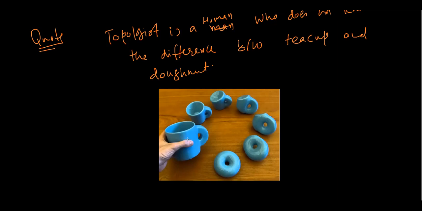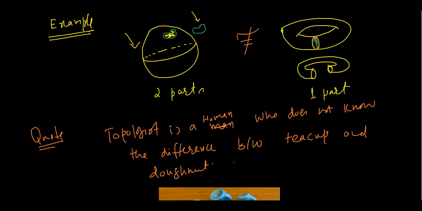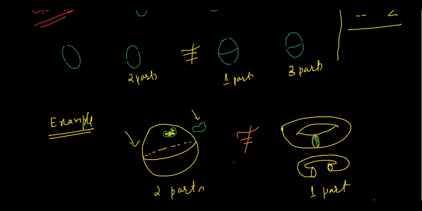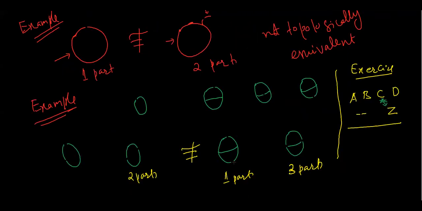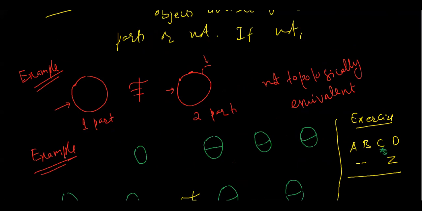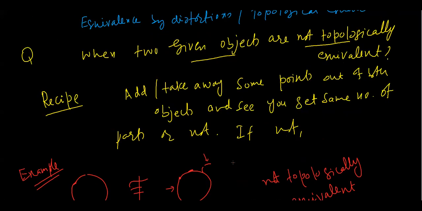Another way to say that is that a donut has one hole, and the teacup also has one hole. So there is one hole here and one hole here. Therefore, both objects are topologically equivalent. I hope this little video gave you another perspective on when two objects are not topologically equivalent. So yeah, thank you.